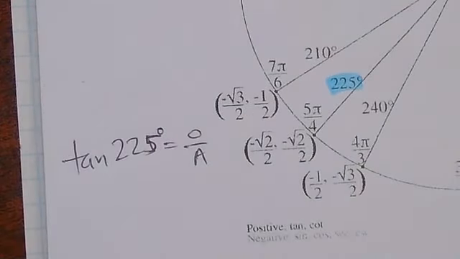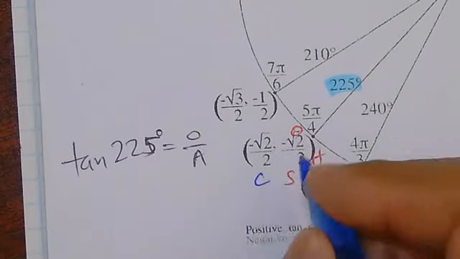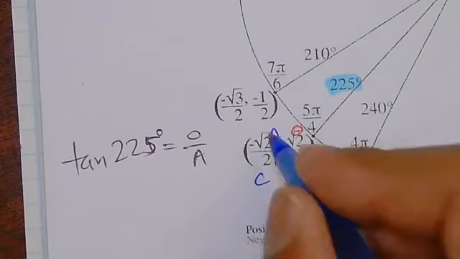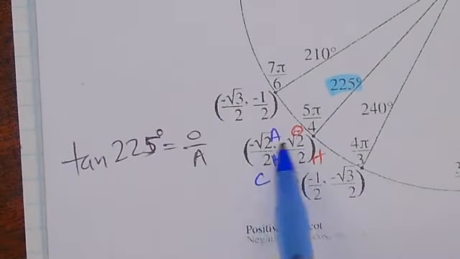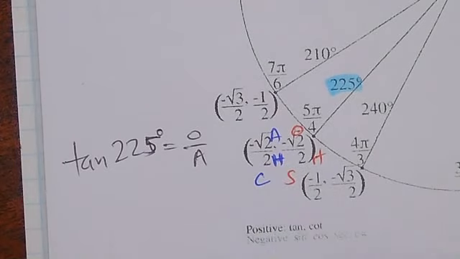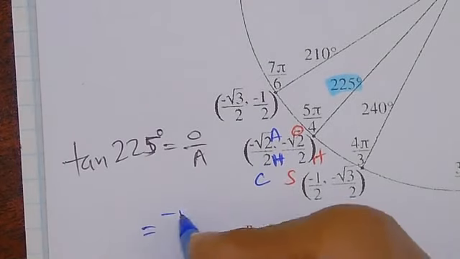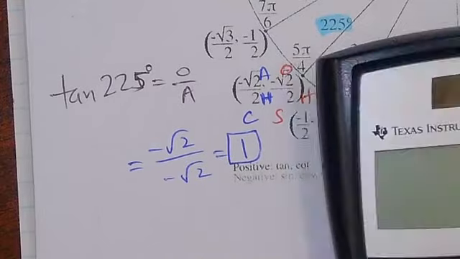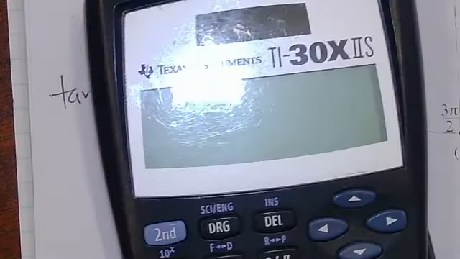Remember, since this is sine, this is your O and your H. So here's your O. This is your cosine. This is CAH. Remember, cosine is CAH? So it's the numerators over here. That's going to be negative root 2 divided by another negative root 2. What's the answer for the tangent of 225? A positive 1. Well, let me check if that's true.